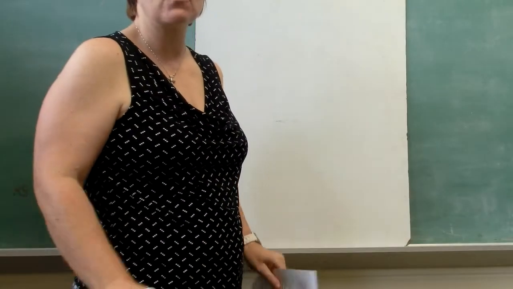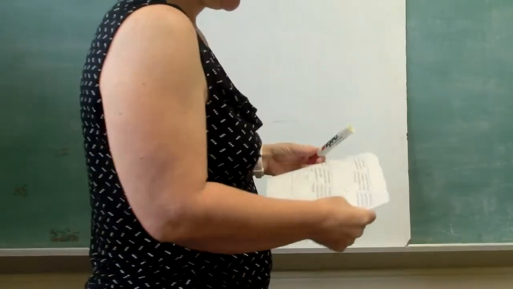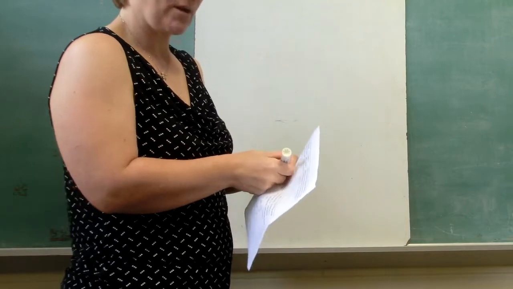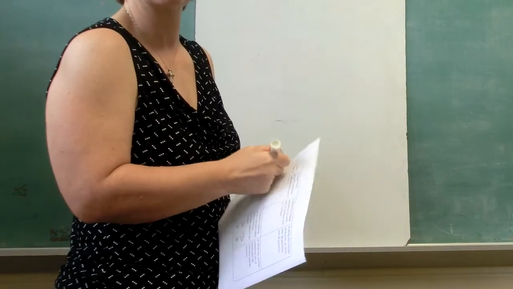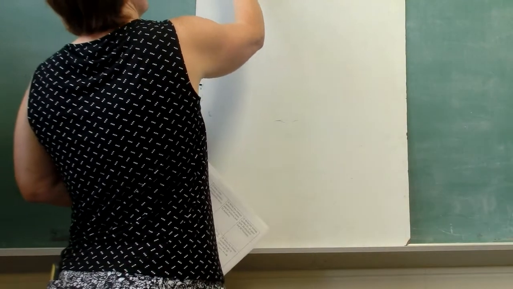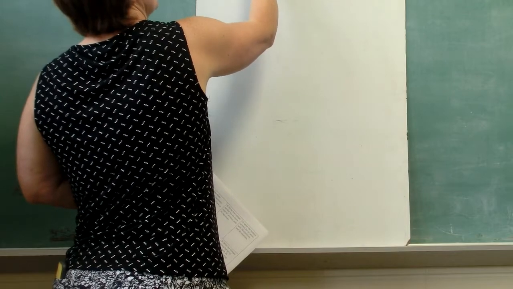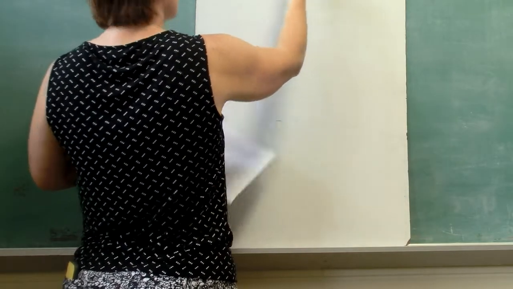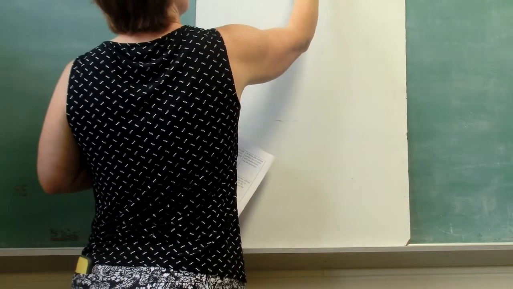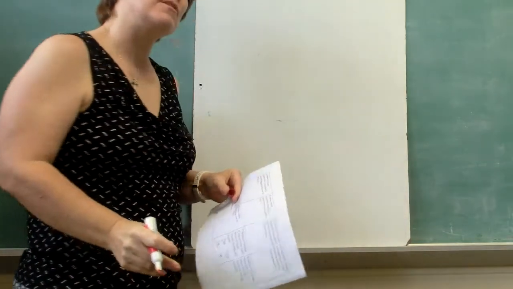The fourth problem asks: write the isotope symbol for an atom with 28 electrons and 30 neutrons. So for an atom with 28 electrons, 30 neutrons, this one's a little tricky.